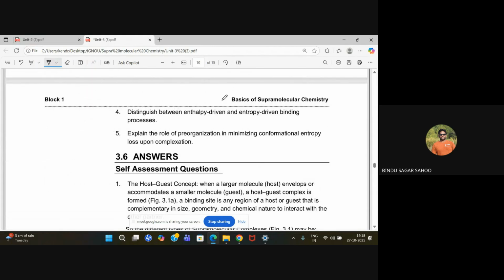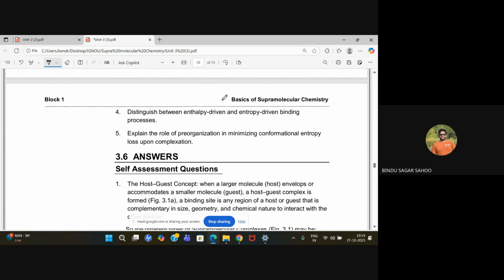Enthalpy driven and entropy driven, I already discussed here also. If the del H value is more negative, del G will be more negative, and the reaction will be feasible. If I talk about the entropy cost, if the del S value is more positive, then del G will be negative. So for a feasible process, it is better if the enthalpy is more negative or the entropy is more positive.